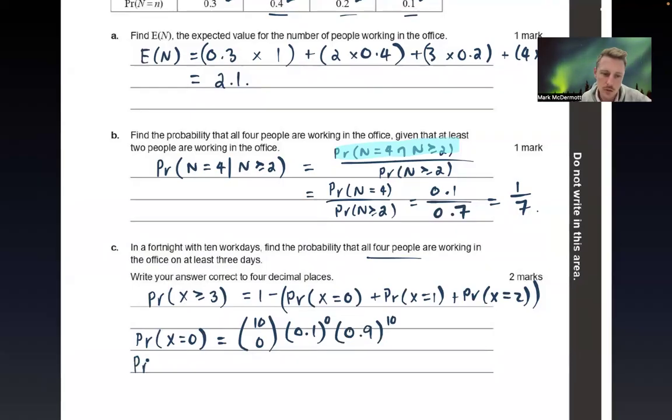Okay, maybe we'll do the next one as well, and hopefully I'm on the right track here. Probability x equals 1. Okay, so from the 10 days, am I even getting that right? Is it 10 days? In a fortnight with 10 work days, so the probability that all 4 people are working in the office at least once. 10 choose 1, 0.1 to the 1, 0.9 to the 9.